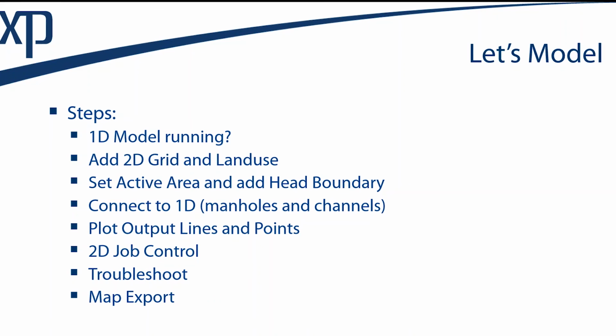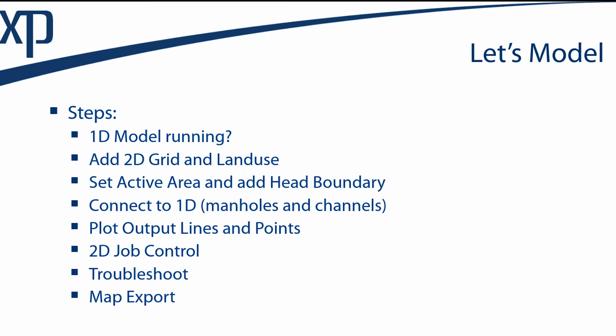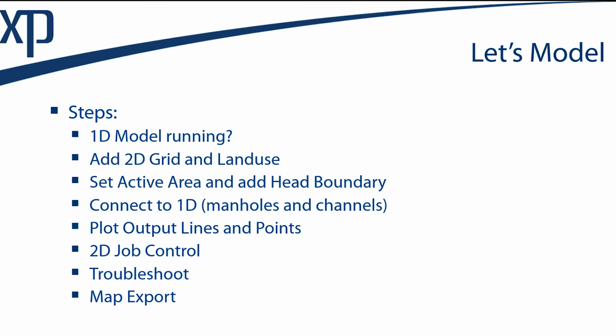And then I'm going to connect my 1D to the 2D model, basically connecting the manholes and also the channels. Most of the time will be spent connecting the channels, in fact. I'm going to then add some plot output lines and points. These are recording stations. Any flow that crosses the line becomes a hydrograph, and the elevation over time and the velocity over time can be seen at a point. So you add these before you solve.